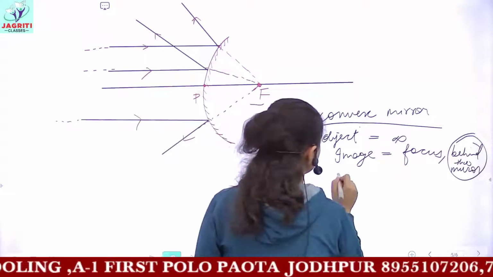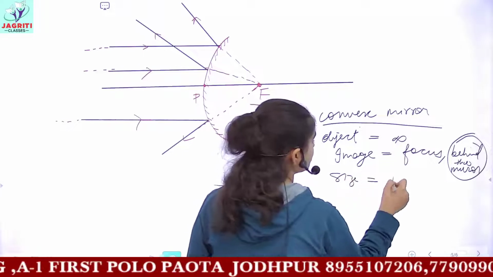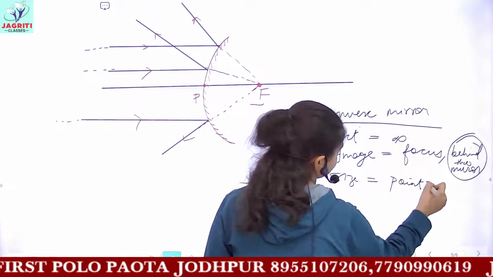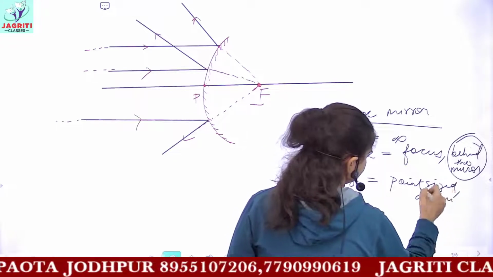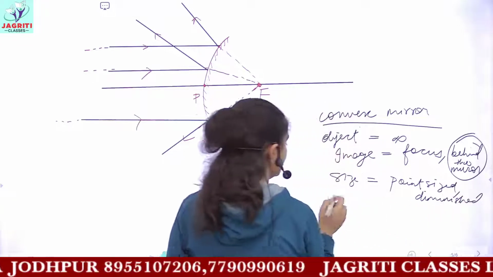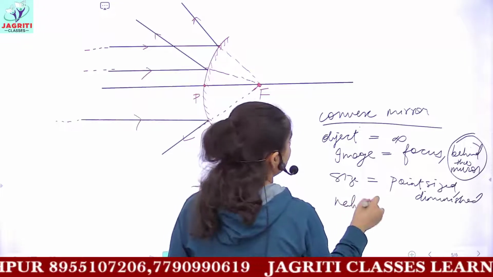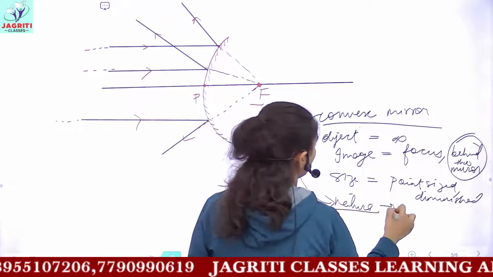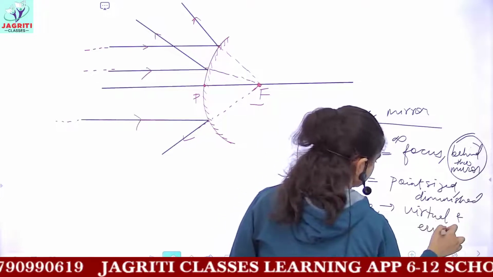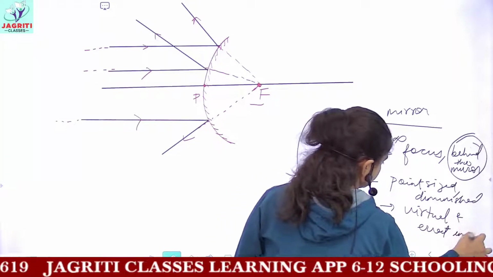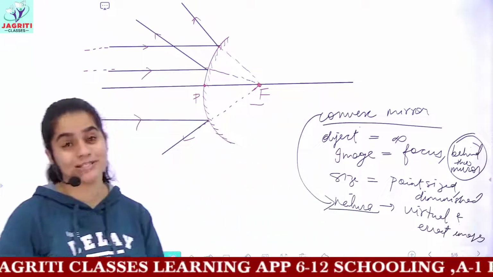Then you can say the size of the image. So the image is point sized and diminished. And then you have the nature of the image. So convex mirror always forms virtual and erect images. So now I hope this concept is clear.